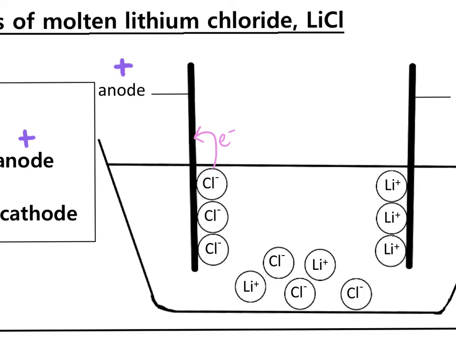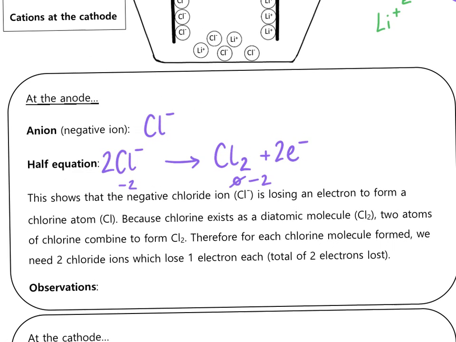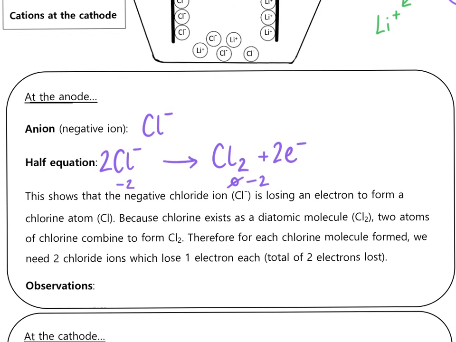So essentially here your chloride ions are losing electrons to become chlorine atoms, but because chlorine is diatomic, I need 2 chloride ions, each of them losing 1 electron. So that's a total of 2 electrons lost. Again, at the anode, because the electrons are on the right-hand side, that's the loss of electrons. And the loss of electrons is oxidation. So oxidation always happens at the anode.